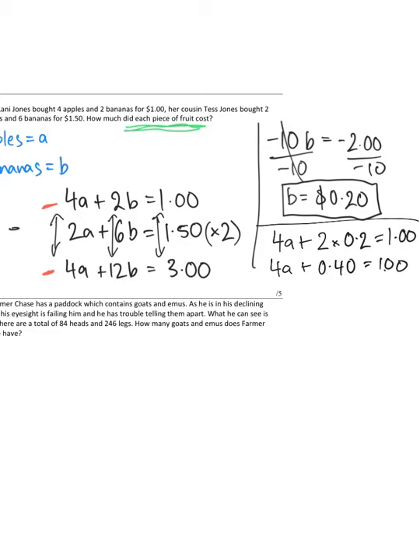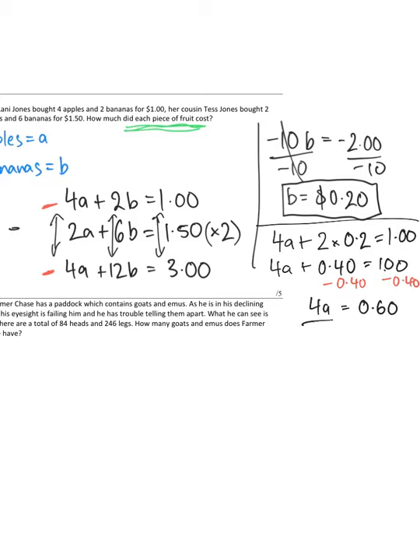All right, what we're going to do now is get these apples by itself. So minus 40 cents from both sides. Running out of room. So we've got 4 apples equals, okay, you have $1. You're taking 40 cents away. Okay, now you've got 60 cents.